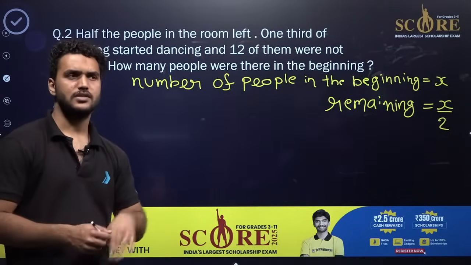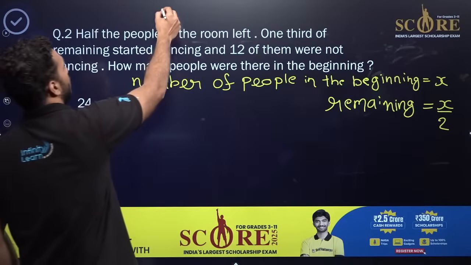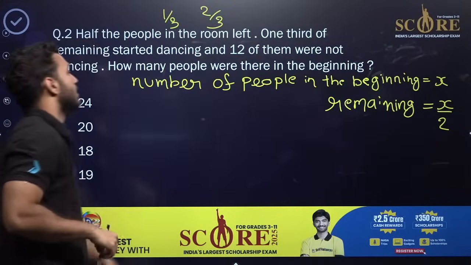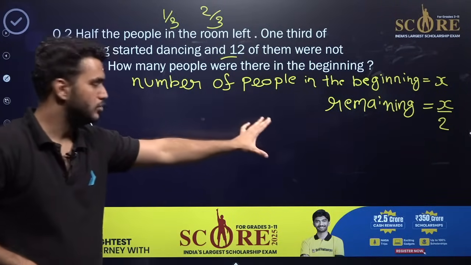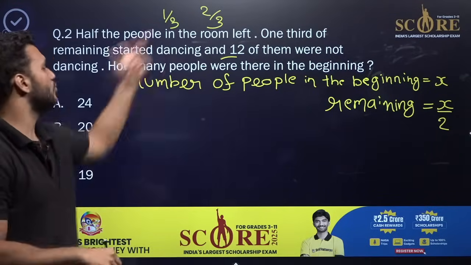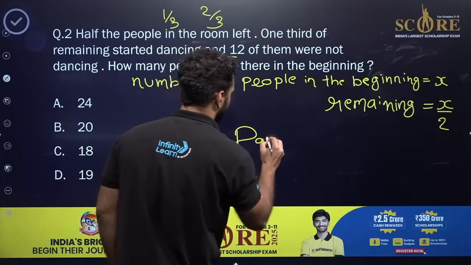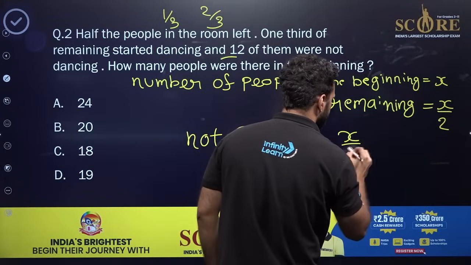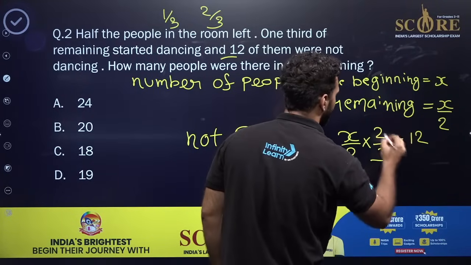How many are not dancing? Sir, 1 upon 3 is dancing, then 2 upon 3 will not dance. Why? See, 1/3 is dancing, so what is left? So 2/3, and that 2/3 part is equal to 12. It means 2/3 of x by 2 is equal to 12. Not dancing is equal to the remaining's 2/3, which is equal to 12.